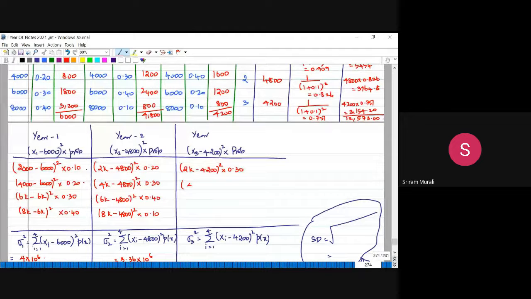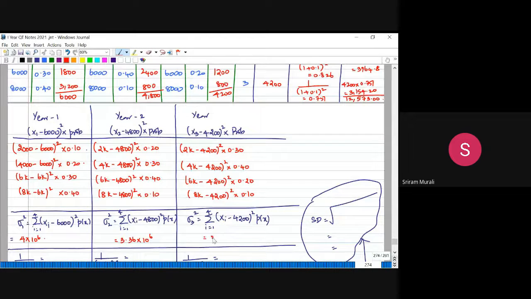Second case, 4K minus the average, into 0.40. It is 0.20. If you add everything, you will get 3.56 into 10 power 6.